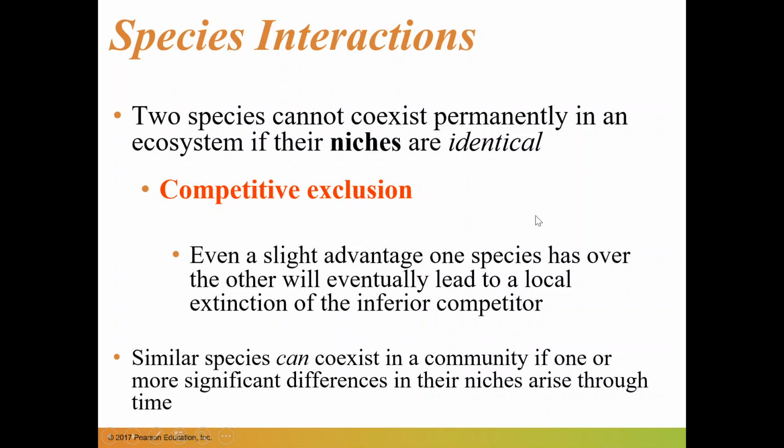Again, similar species can coexist in a community if one or more significant differences in their niche arise through time. This is evolution, right? If one of them is able to develop a thicker or stronger beak and open a different set of seeds than the other one can, well, that's going to be the primary thing that they start doing, and they're going to start to differentiate themselves. And if one of them can make gelato and the other can't, well, the gelato is going to be the distinguishing thing. They're going to turn more into a gelato group instead of a coffee group, okay?